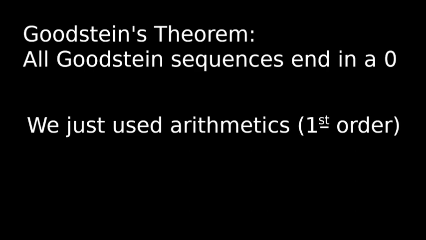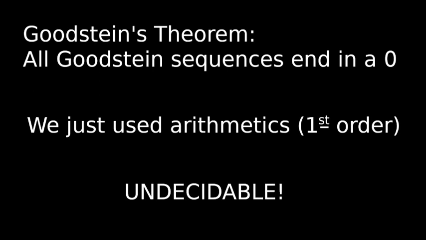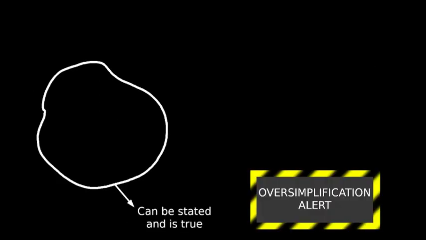Now this means that Goodstein's theorem is a statement in first-order arithmetic, but even though it is true, it is, however, undecidable in it. That is, it can't be proven by first-order arithmetic. To see how this works, consider all the things that are true and can be stated in first-order arithmetic. Goodstein's theorem is there. If we consider, however, what can actually be proven by first-order arithmetic, only a fraction remains and the theorem is not in it.